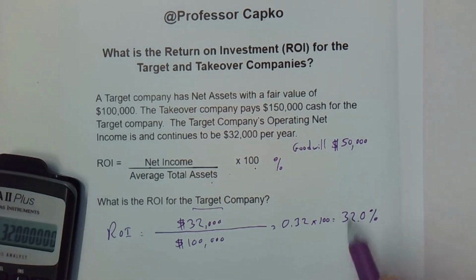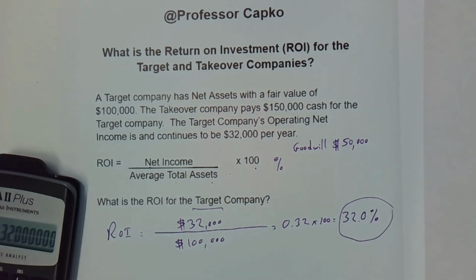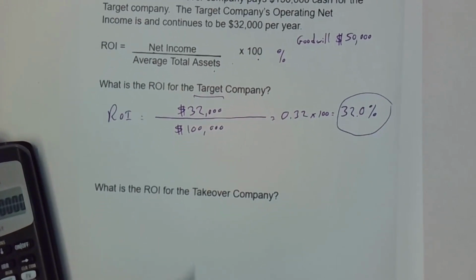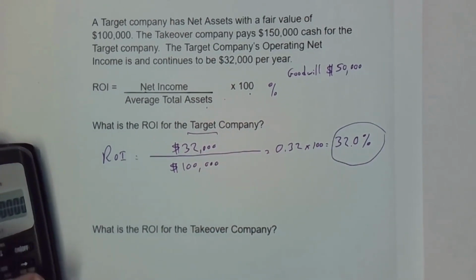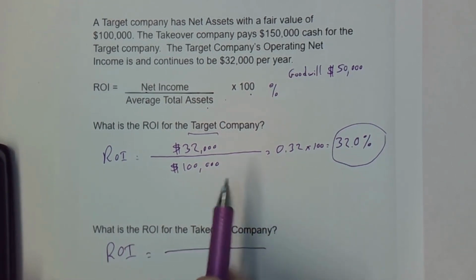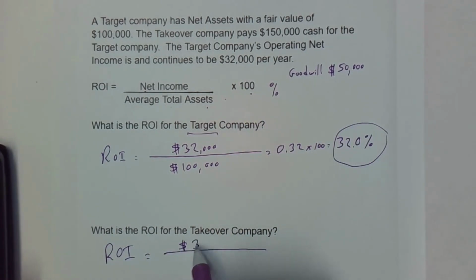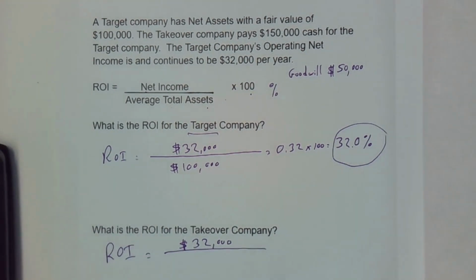Our return on investment is 32% for the target company. Now, let's do the same calculation, but this time we're going to do it for the takeover company. This is the company that's buying out the target company. So again, we know the return on investment is equal to our net income, which in our problem we've said is going to remain the same, and we're doing this on purpose. We're keeping it the same because I want you to see how the net assets in this case are going to change what your return on investment is.